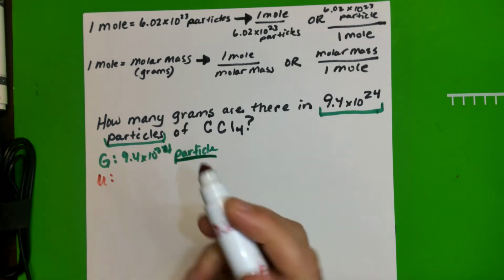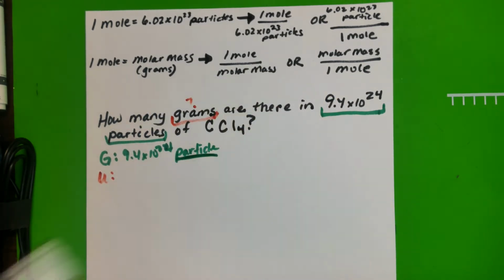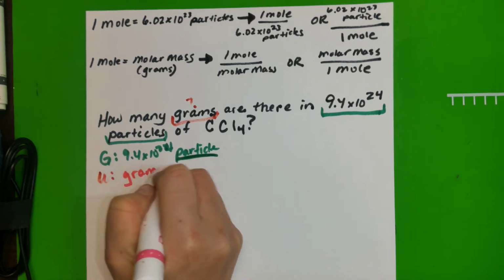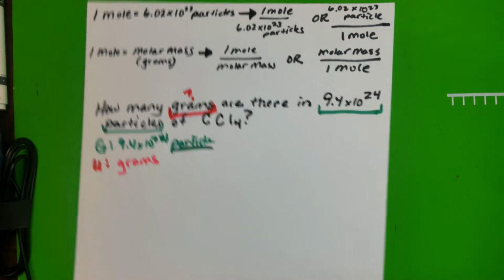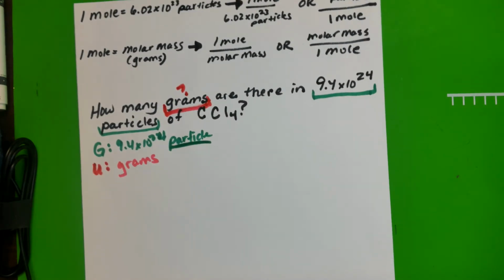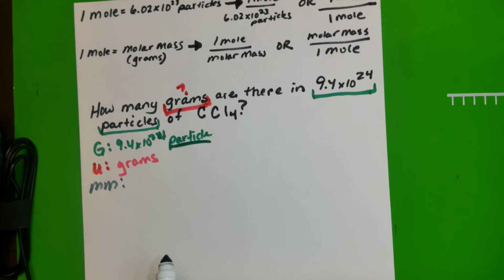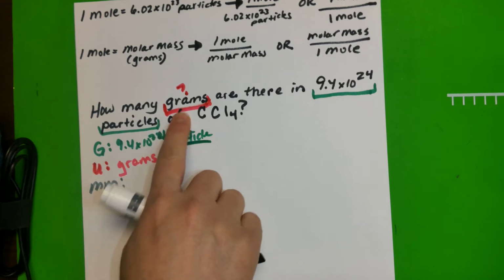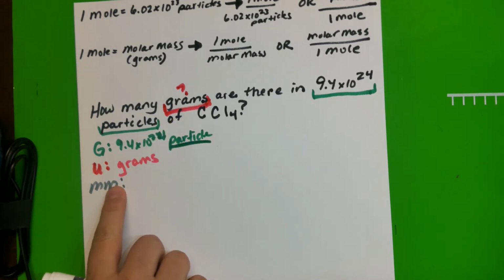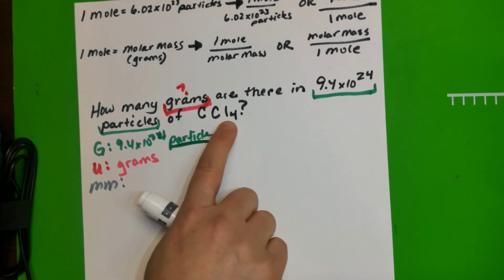The unknown is going to be basically the grams. How many grams? We don't know how many grams. So we're going to be looking at the grams. So it will be grams. That's your unknown. Okay, so now also we're going to be looking at the molar mass. Molar mass will be needed only if grams is in the story. If it's in a word problem, that means we have to get the molar mass of the element or the compound. So this is a compound, so we are looking at a compound.